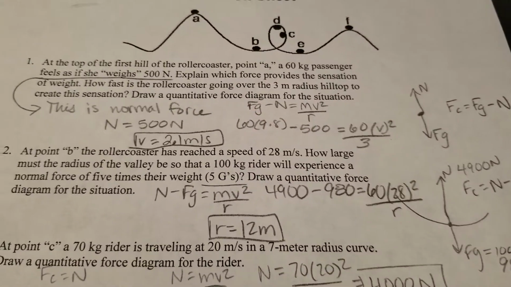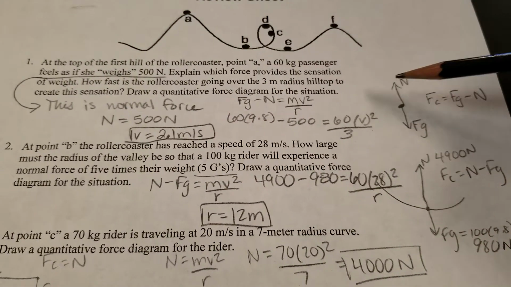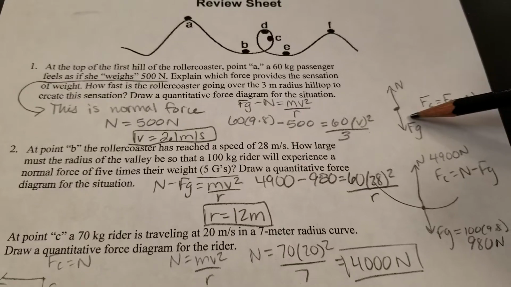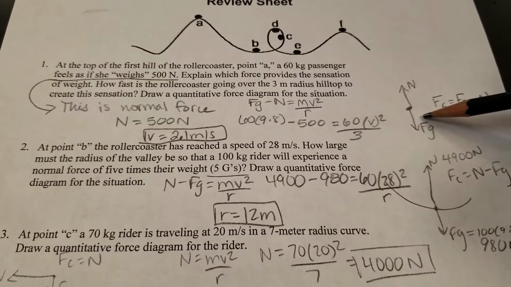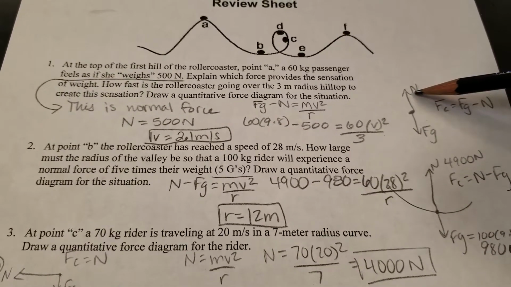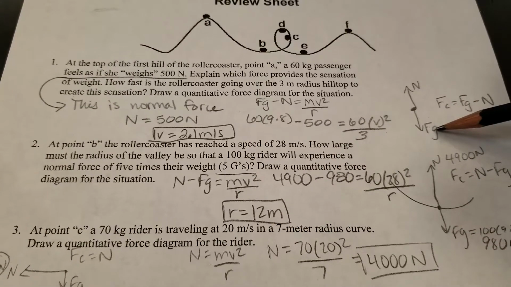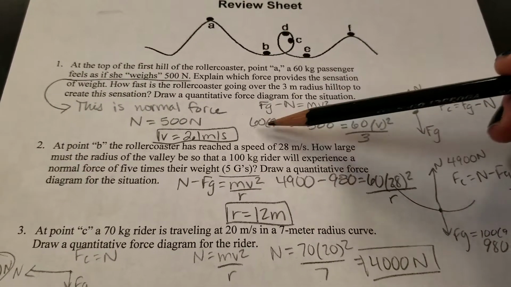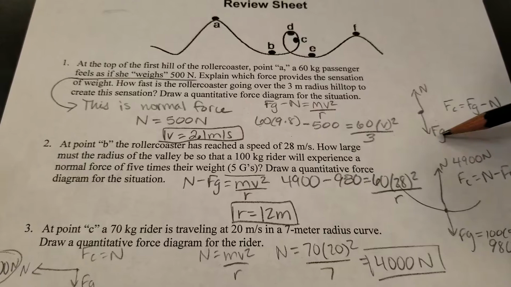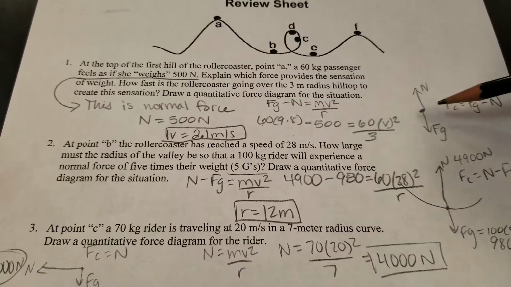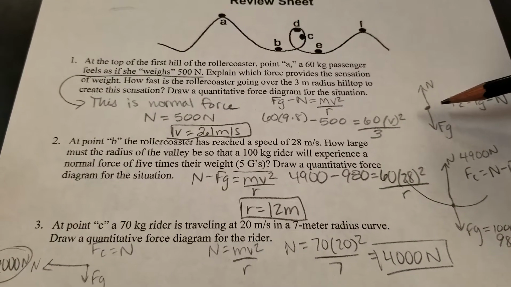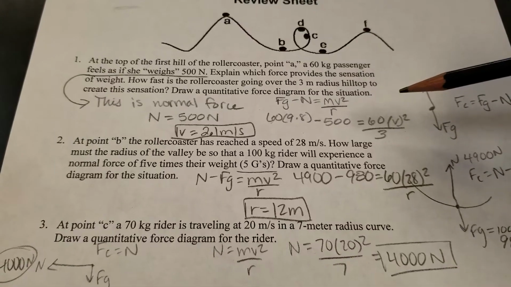So my force diagram is over here. I didn't put numbers with it, but I know that the normal force is 500, and I know that I can find my force of gravity by doing 60 times 9.8, and that equals 588. So I could have drawn a quantitative force diagram here. We're looking for the speed, though.